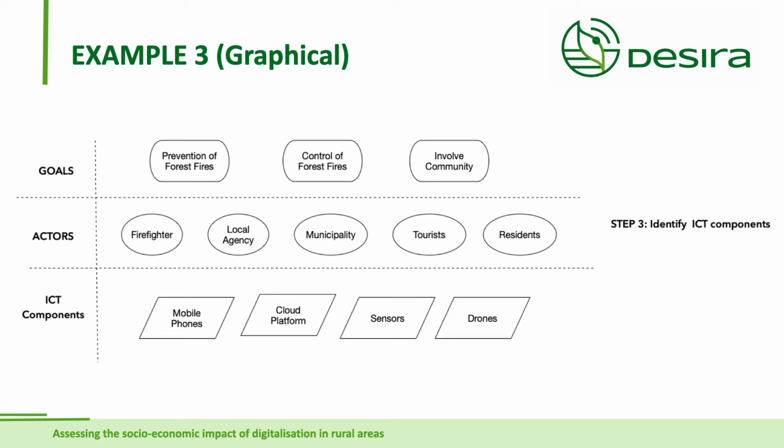At this point, our representation is richer, as it includes all the entities: actors, goals, and ICT components. Having all these elements all together can help to elicit additional ones.